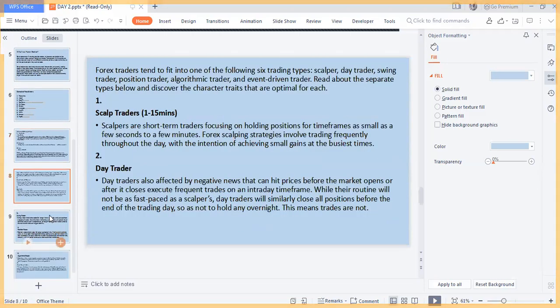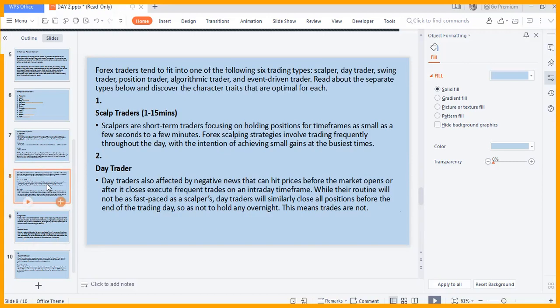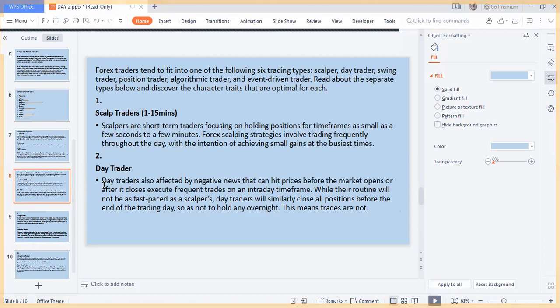The next one is types of traders. There are several types of traders. There's scalp trader, day trader, position trader, swing trader, algorithmic trader, and event-driven trader. Now, I need you all to listen perfectly. A scalp trader is a trader that trades from a few seconds to a few minutes. A scalp trader is not interested in staying in the market for long.